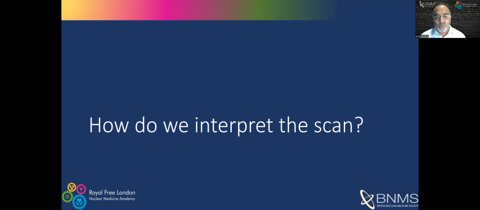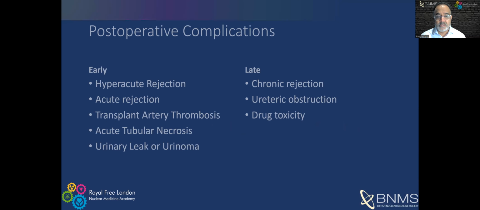So how do we put all of this together when we're interpreting the scan? Well, let's think about some of the complications. You have early and late complications. Early complications are hyperacute and acute rejection, transplant artery thrombosis, acute tubular necrosis, and urinary leaks or urinomas. Late complications are chronic rejection, ureteric obstruction, and drug toxicity.